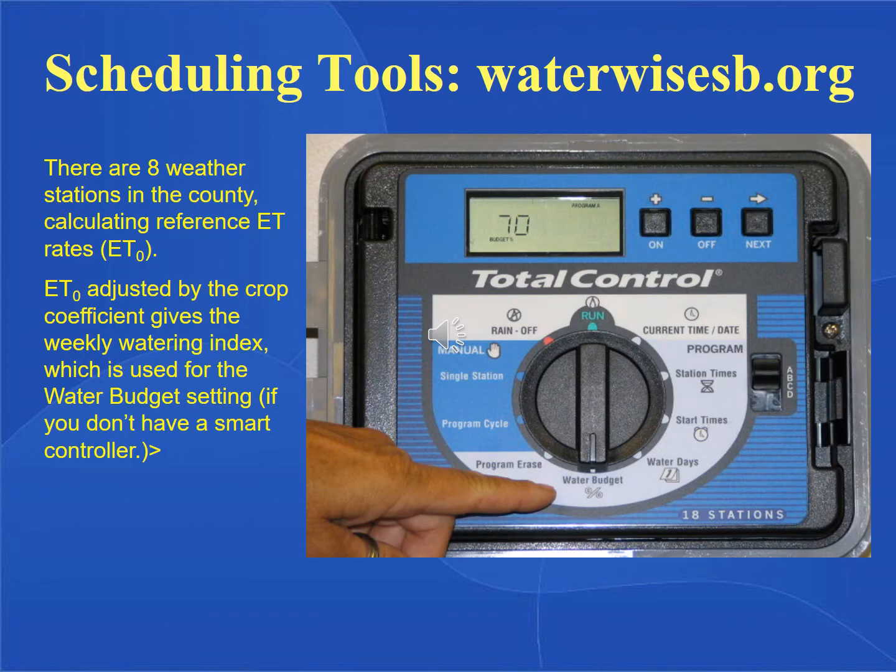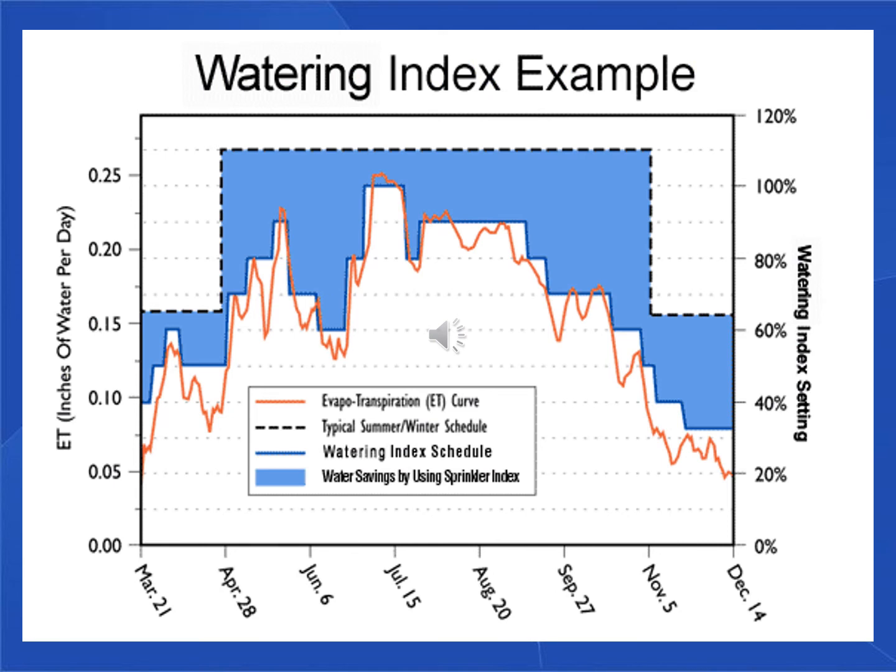Again, this is showing you the water budget setting that you can utilize through waterwisesb.org. What you're looking at here is the ET rate in red, and then the dashed line is the typical water schedule. People have their irrigation system on a lot longer in the summer, from April through November, the dry months here in southwestern United States, and then they have it on another setting, like a winter setting. They have a summer setting and a winter setting, and it's not nuanced at all with the ET rate.